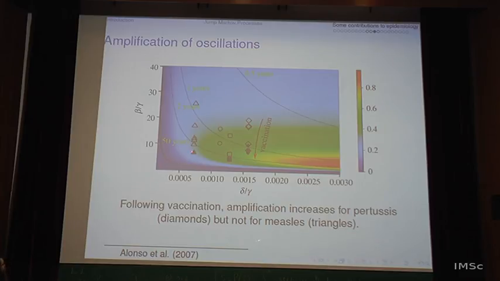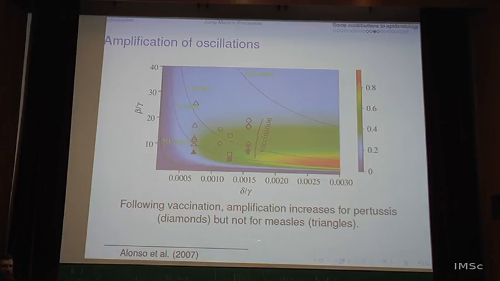So that's why they show here, for pertussis, when you vaccinate, you see that actually you stay in kind of the same area for amplification. Whereas for pertussis, you're going to increase the amplification. So yeah, for pertussis you have more amplifications.